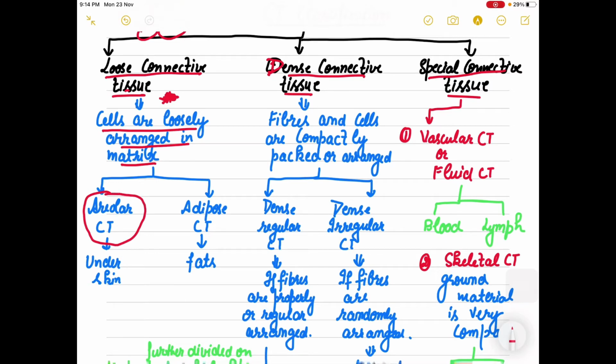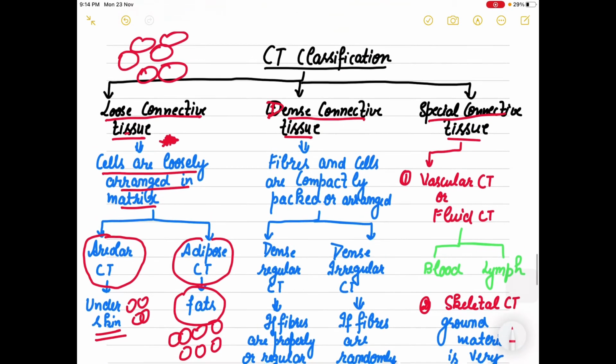Loose connective tissue is further of 2 types, areolar and adipose. Areolar connective tissue, in which cells are loosely arranged, is present under the skin. And adipose tissue is mostly present in the fats, that is the adipose connective tissue, right?